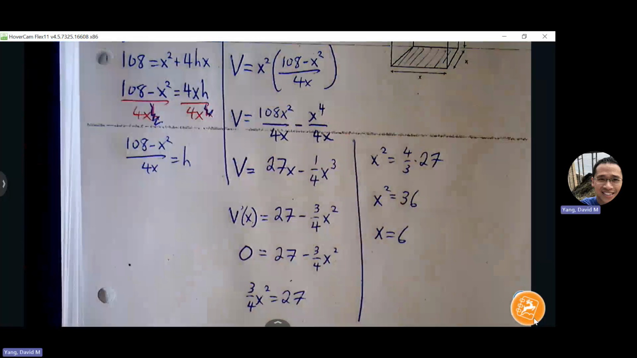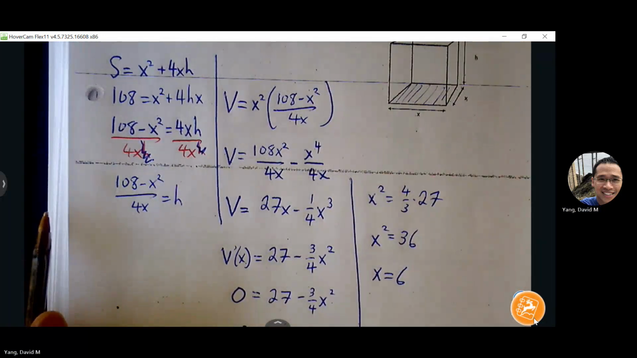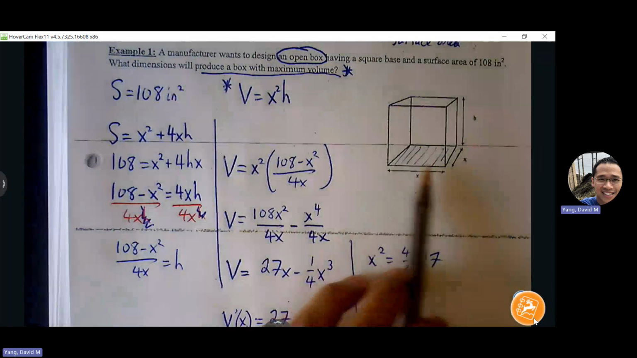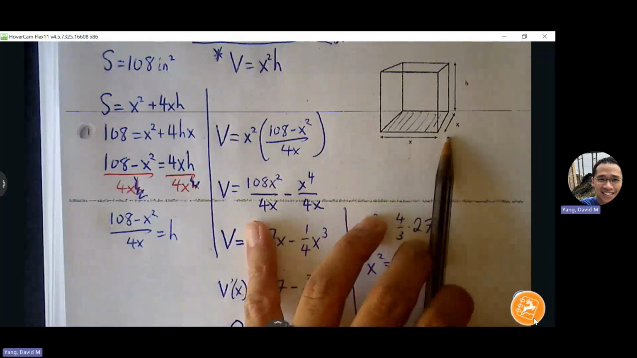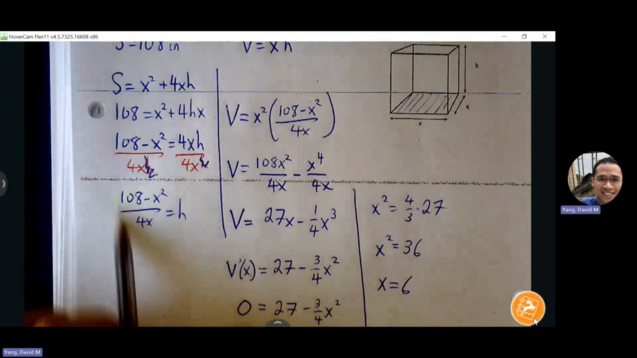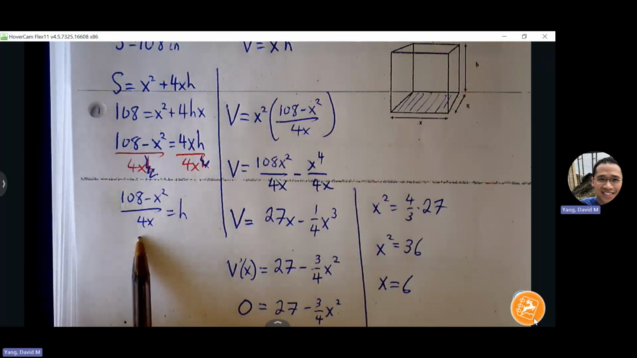Okay, so the optimal size for our box is when X is 6. So it's asking for the dimensions, so we want the base length and width. We already have the X's, so how can we find the H value? Plug it back in. Yeah, plug into whatever the H equation that we found earlier.